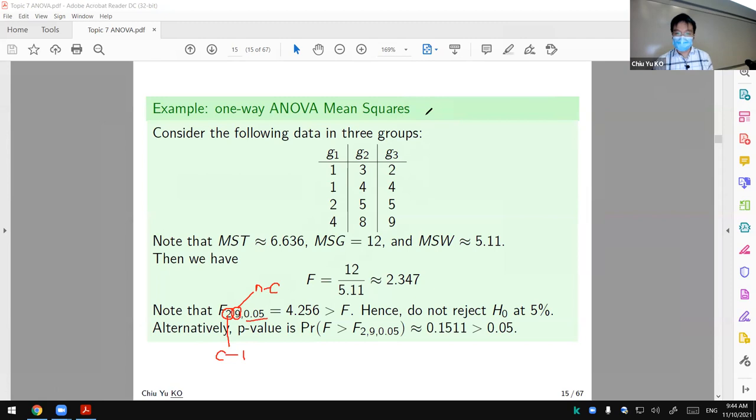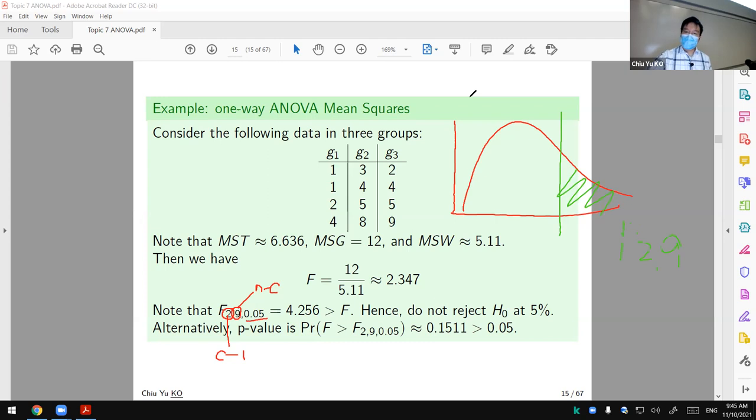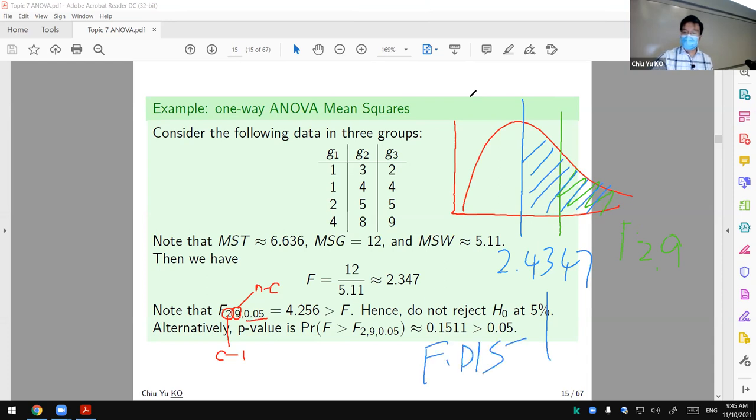Do note that with alpha, just to remind you, F looks like this. It's a one-tail test, so you only reject when it's in the right tail. This is F with 2 and 9 degrees of freedom, and the data you have is something like 2.347. You want to calculate this area, which is 1 minus F of 2.34 with 2 and 9. This would give you the p-value. If it's 50%, then you do not reject.